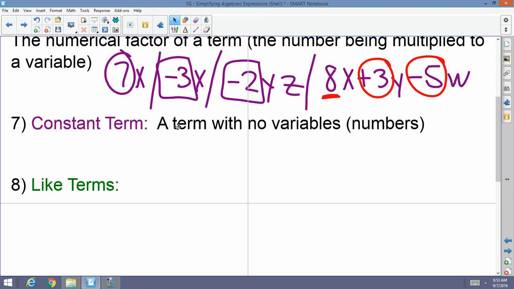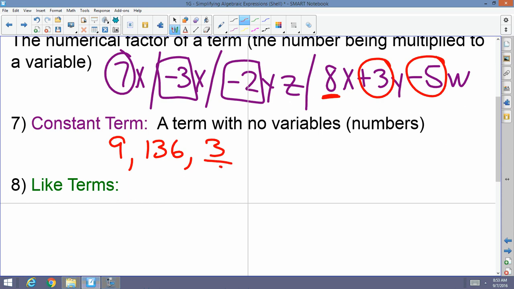Constant term. A term with no variables. Okay, it's just numbers. So a constant term, remember, it is a term. A term can be a number, variable, or the product of numbers and variables. When it's just a number alone by itself, it's a constant term. So 9 is a constant term. 136 is a constant term. 3/8 is a constant term. So a constant term is a term with no variables. It's just numbers. Okay? Only numbers.